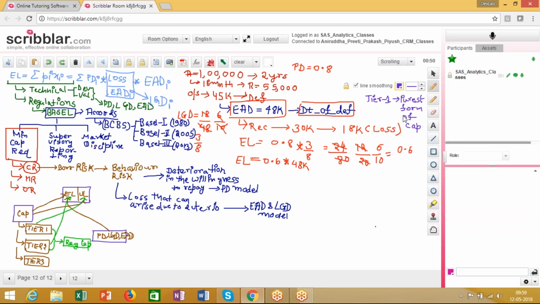It is the purest form of capital, or as we call it, the equity capital. That means this is the capital which the bank has raised through its IPOs, its initial public offerings. So this is your purest capital, and this is the actual capital that you have within the bank.